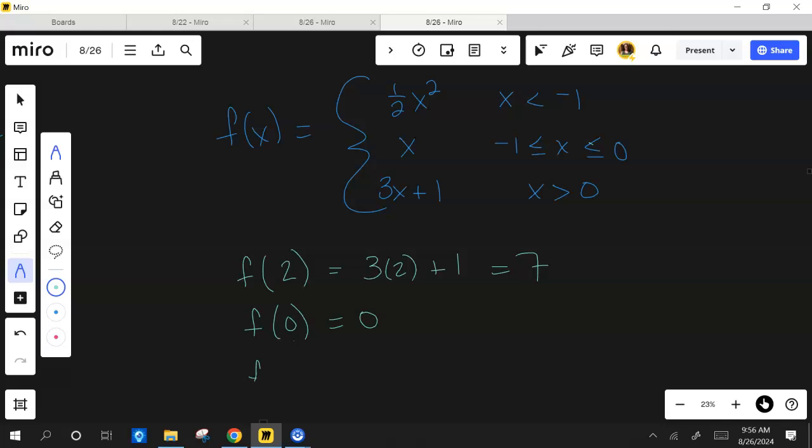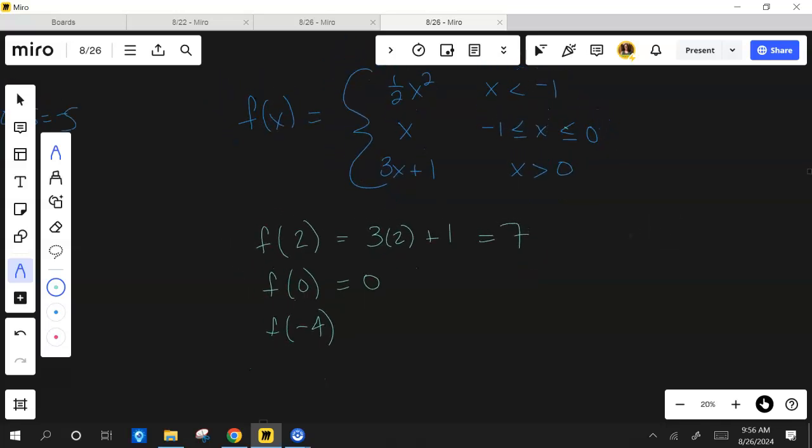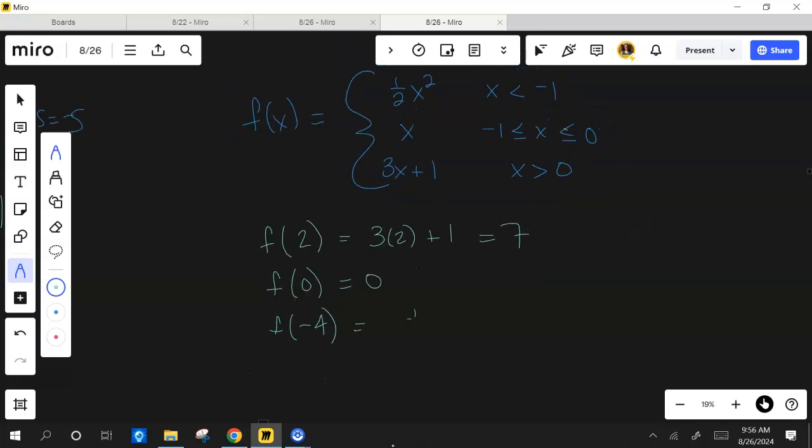How about f of negative 4? Because the top one is smaller than negative 1, right? So it would be 1/2 negative 4 squared, which is 16, and half of 16 is 8.